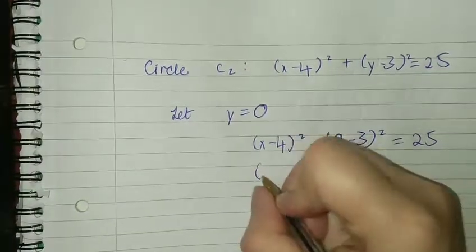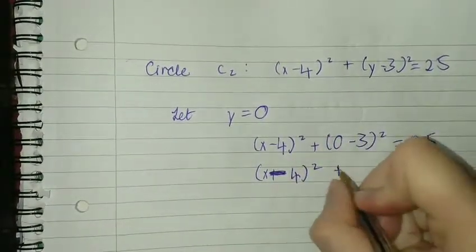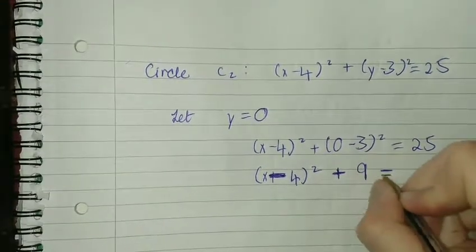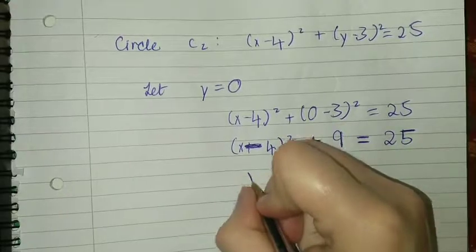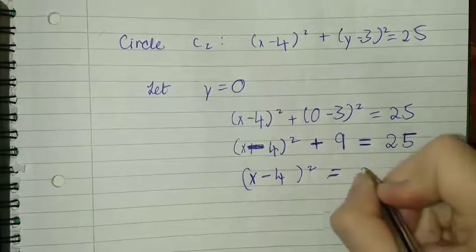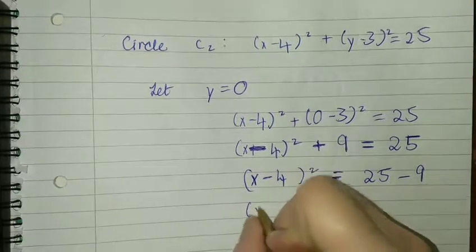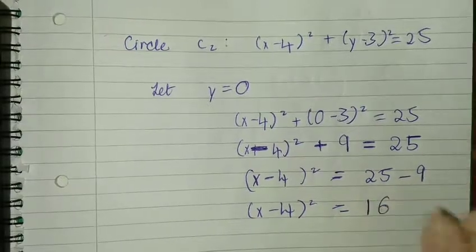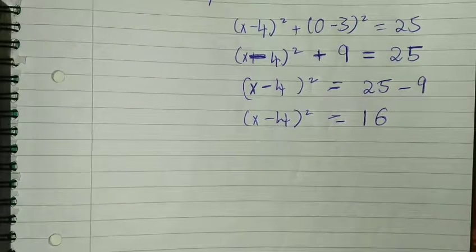So x minus 4 squared plus minus 3 squared, that'll give us 9, is equal to 25. So then we get x minus 4 all squared is equal to 25, subtract 9. So x minus 4 all squared is equal to 16.